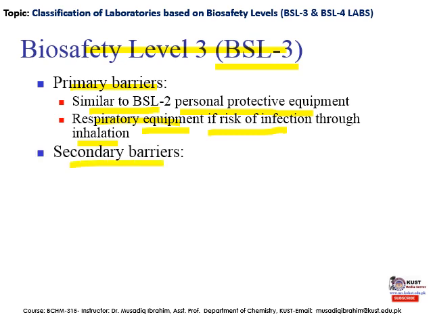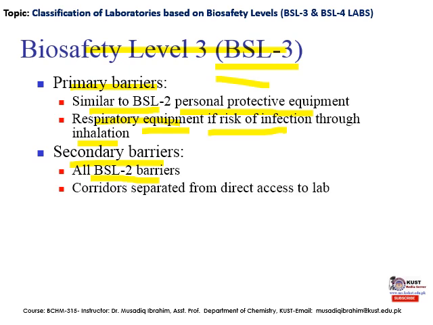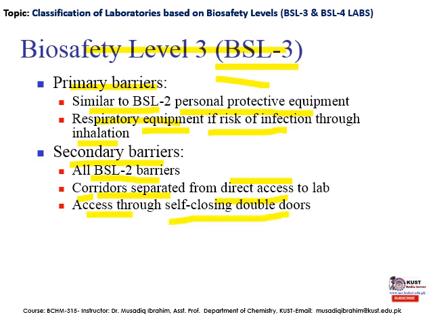Now moving towards the secondary barriers. Again, all the BSL-2 secondary barriers are also applicable in the BSL-3 secondary barriers. The corridors of the lab should be separated from direct access to the lab. In the coming slides we will see the layout of the BSL-3 lab, and we will be able to see how the corridors are separated from direct access to the lab, and access is through self-closing double doors. So there should be double doors, and they should have the ability of self-closing.